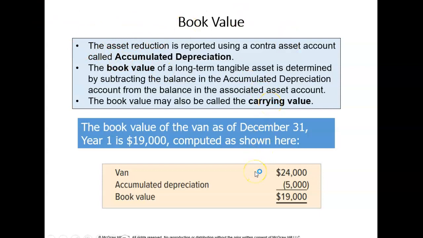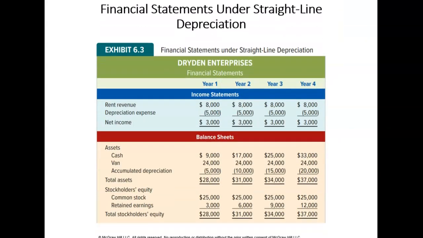So for our illustration, at the end of year one, the van has a book value of 19,000. The original cost was 24,000. We've expensed so far 5,000. So therefore, the van has a current book value of $19,000. So we said on paper at the end of year one, this van has a value of $19,000.